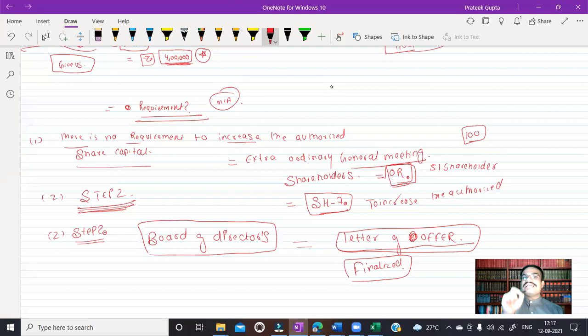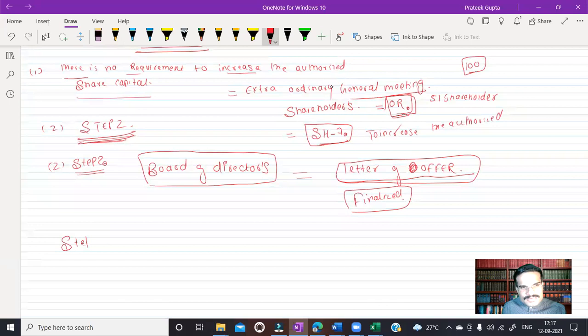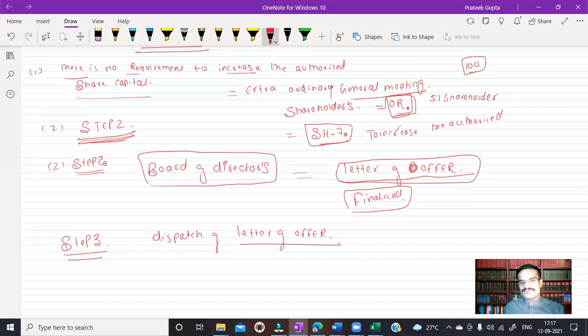Now step number three. This letter of offer will be given to the shareholders. So, dispatch of letter of offer. Yes. Dispatch of letter of offer. This letter of offer will be dispatched to the existing shareholders by the company. And I'm going to tell you one thing. Minimum 15 days will be given to the shareholders.